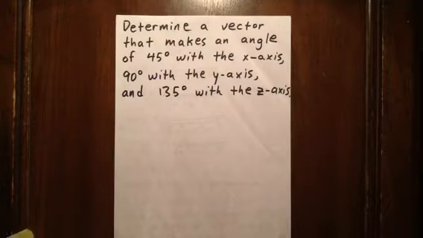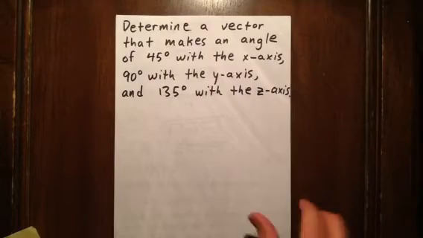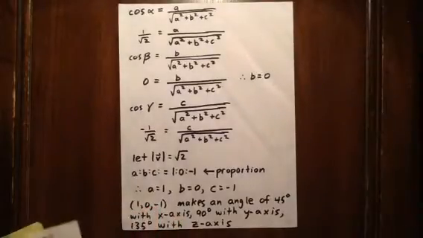In this question, we want to determine a vector that makes an angle of 45 degrees with the x-axis, 90 degrees with the y-axis, and 135 degrees with the z-axis. Now, when no more specificity is given than that, the presumption is we're referring to the positive x-axis, positive y-axis, and positive z-axis. Well, the way to approach a question like this is to use our formula for direction cosines.